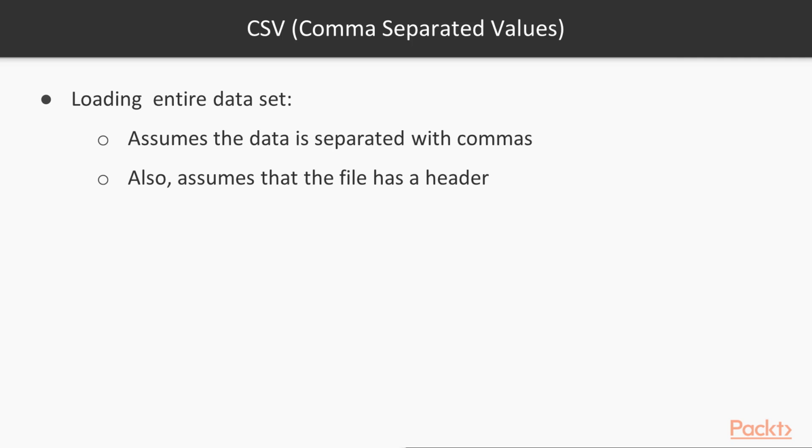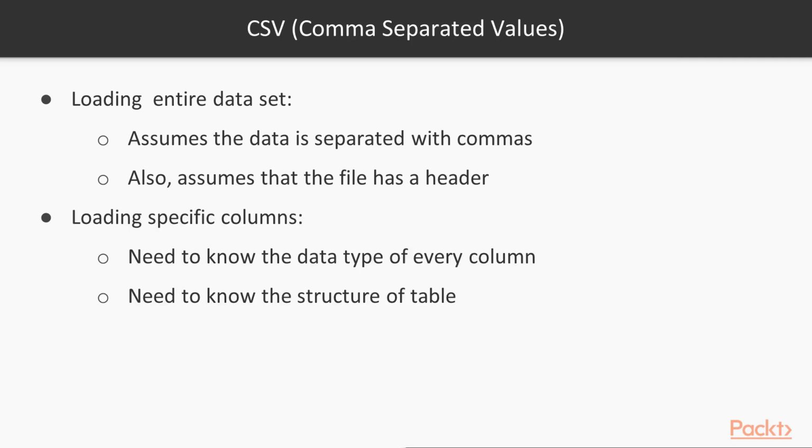And in this section, when loading data from CSV using TableSaw, you have to ensure that the data is comma separated, and in case you're loading the entire data set, you also need to assume that the file has a header. In case you want to load specific columns of a particular data set, you need to know the data type of each and every column, and you should also know the structure of the table, like how many columns the table has. In those columns, is there a string column, is there a number column, or a double column? Let's see how we can use CSV in TableSaw.